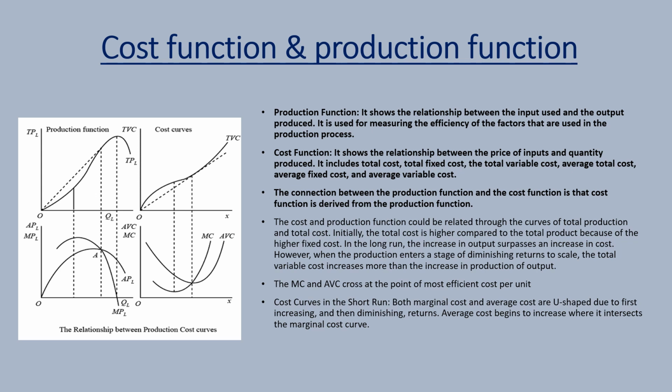Whether you're producing one sachet of tomato paste or whether you're producing 1,000 or 2,000 or 10,000 sachets of tomato paste, you still have the cost of the factory. So initially, the total cost is higher compared to the total product because of the higher fixed cost. But in the long run, the increase in output surpasses an increase in cost. However, when production enters a stage of diminishing returns to scale, the total variable cost increases more than the increase in production of output.